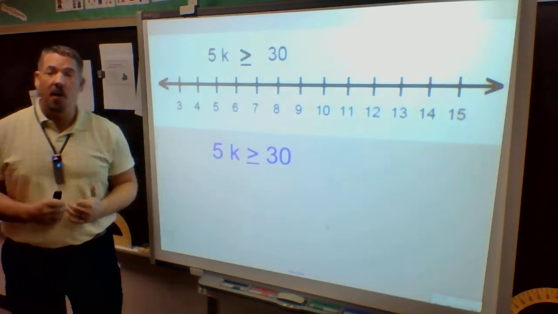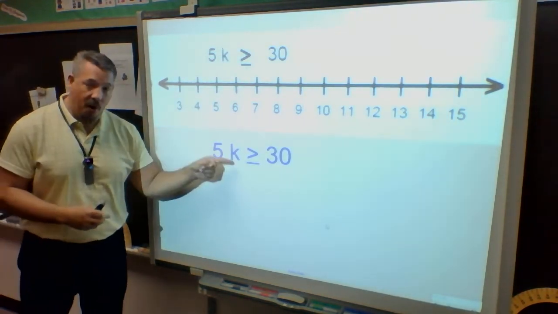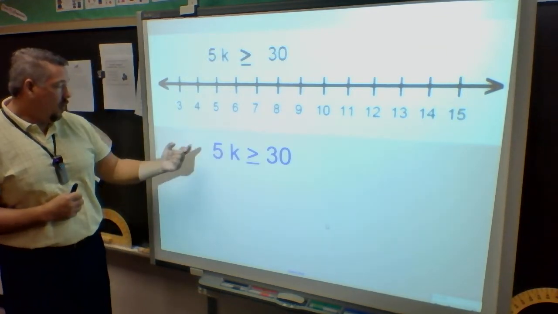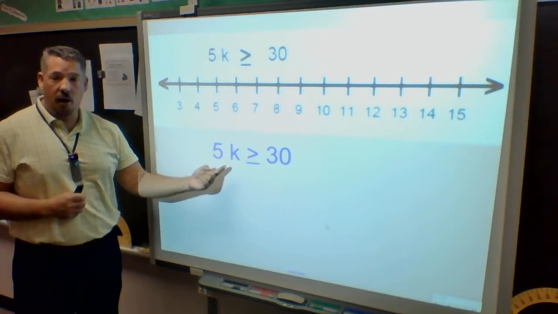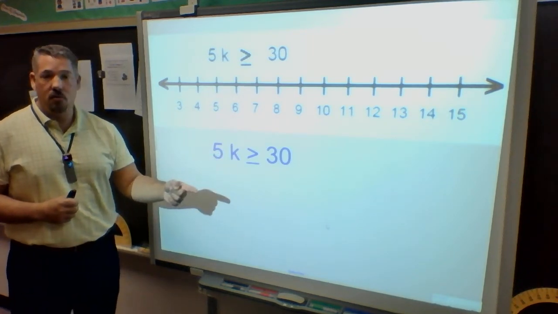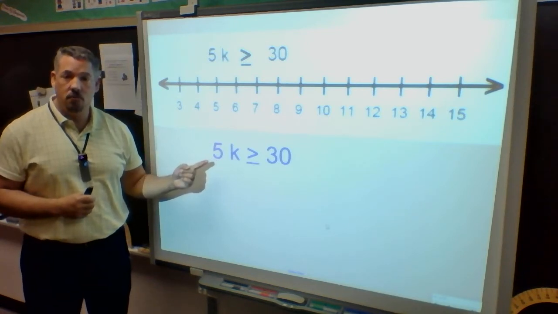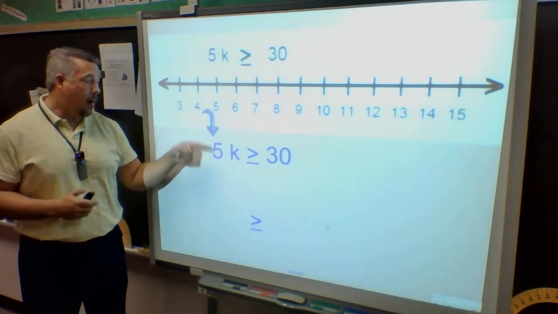So what math is being done to my variable? Because I always start the same way. I have to get my variable by itself. Well, a letter touching a number, so a coefficient and a variable, means multiplication. The opposite of multiplication is what? Division.